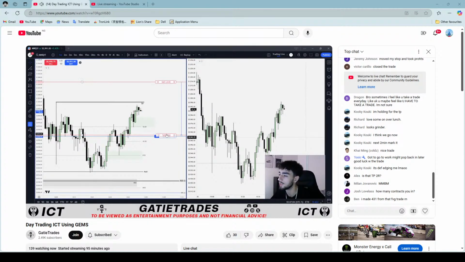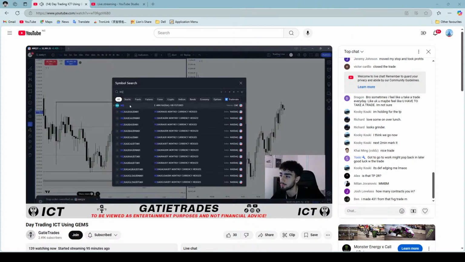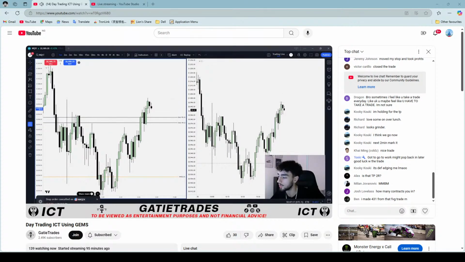Oh my god, NQ took the high there. I might close this. Yeah, NQ did take the high. I'm gonna close this position, guys. Honestly, I'm not gonna get greedy with that. Yeah, so why did I close? NQ took the high there. I don't fool around with that.